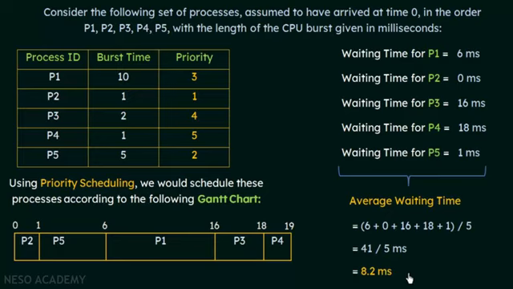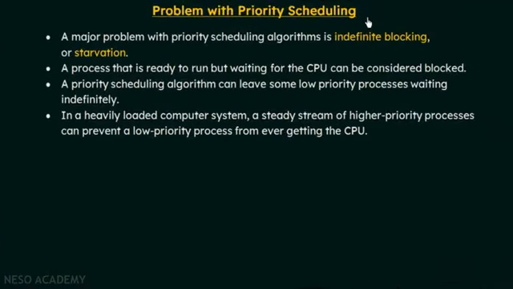Alright, so now we have seen how this priority scheduling works. So far it is very good, but is there any problem that we have with this priority scheduling? Can you guess about any problems that could occur if we follow this priority scheduling? So here is a problem. A major problem with priority scheduling is indefinite blocking or starvation. So what do we mean by indefinite blocking or starvation?